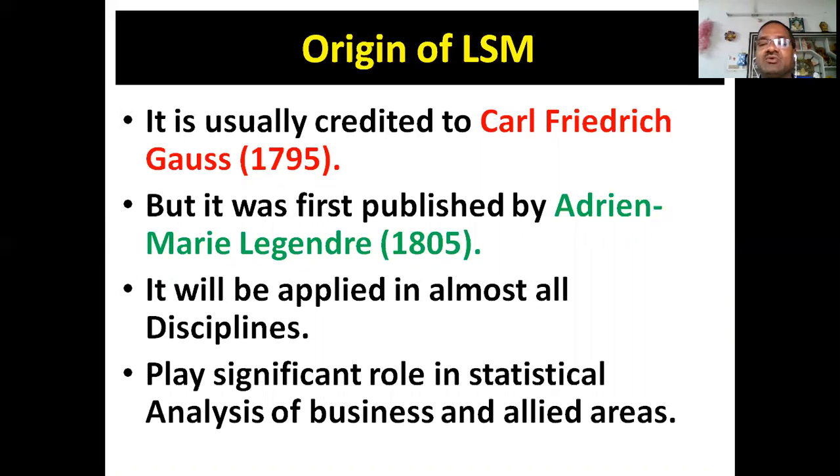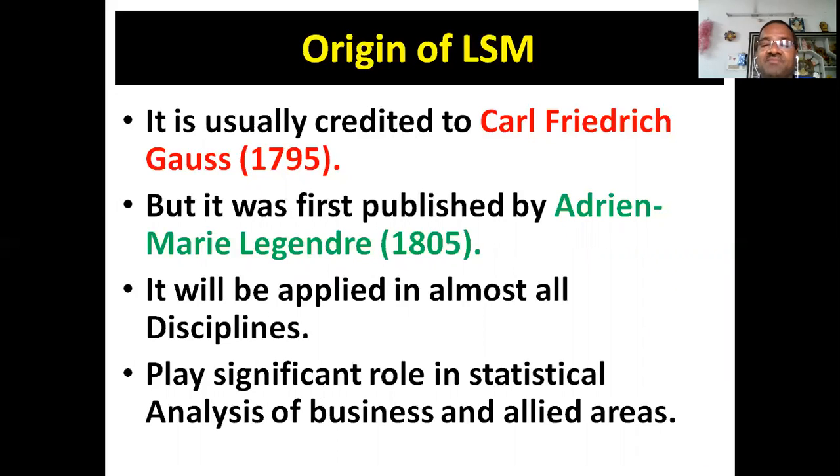It is usually credited to Carl Friedrich Gauss. In 1795 he used it for the first time, but it was first published to the public by Adrien-Marie Legendre in 1805. It is applied in almost all disciplines. Let us not misunderstand that this is only a statistical technique or a mathematical technique that can be applied in those two disciplines. Not so. Wherever you want to analyze, find out or examine the trend of the given variables for a specific period, there this method is applied.